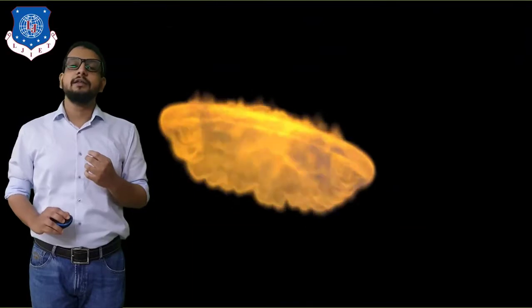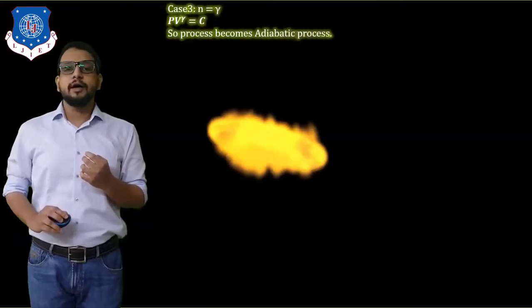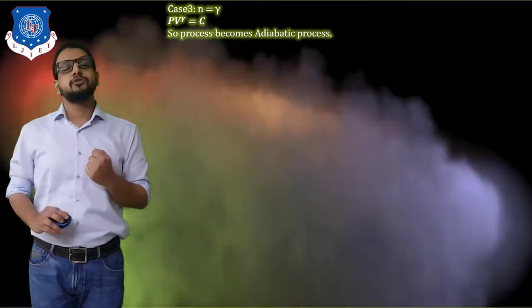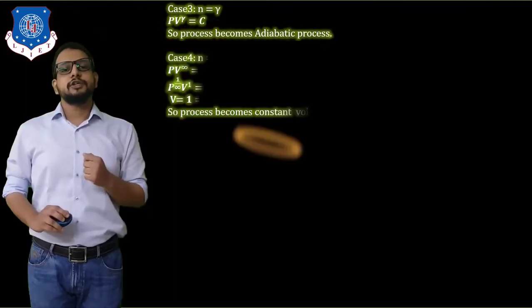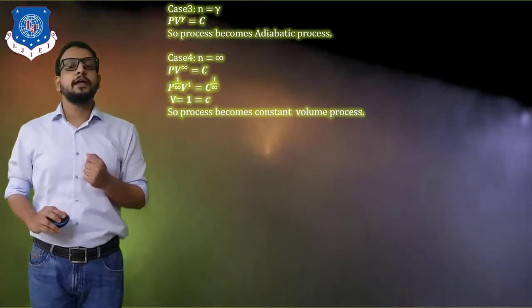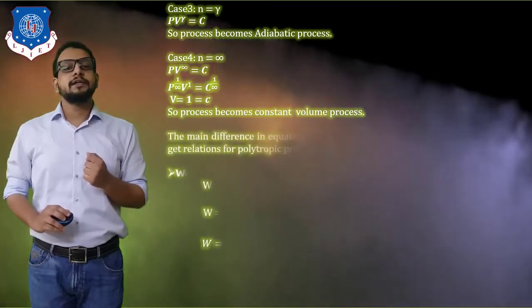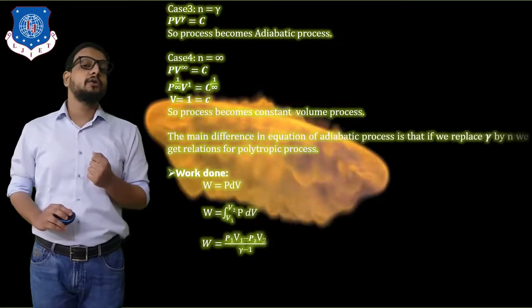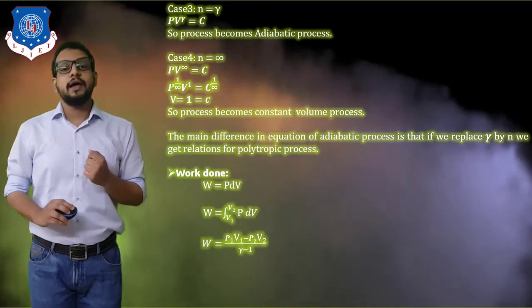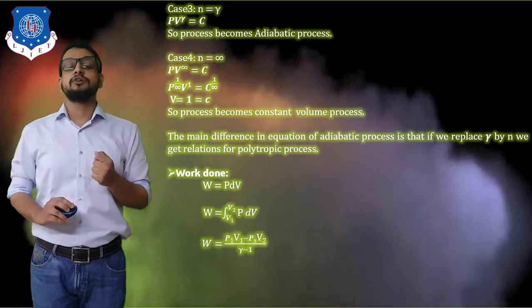That is case number 3, in which I am going to take polytropic index small n is equal to gamma. If small n is equal to gamma, the equation will become Pv raised to gamma is equal to constant. So we can say the polytropic process has now become an adiabatic process. Now in case 4, you can see that I have taken n is equal to infinity. When n is equal to infinity, the process is going to reduce to a constant volume process.